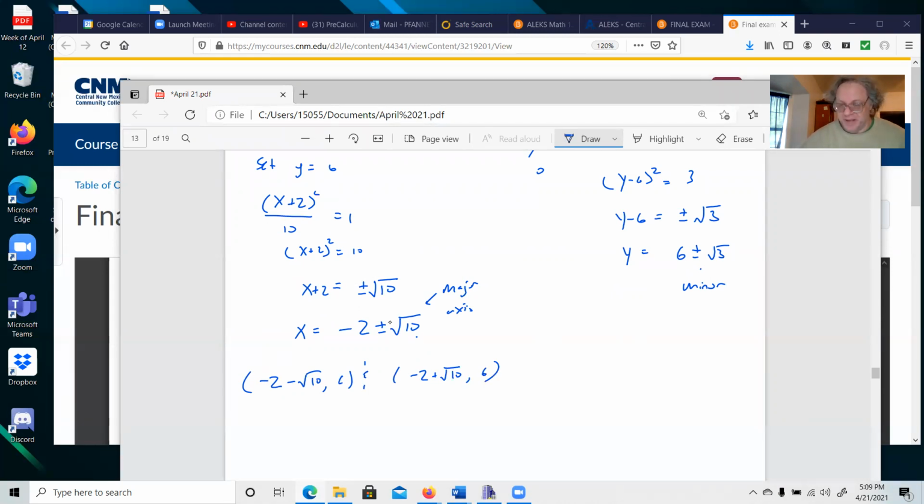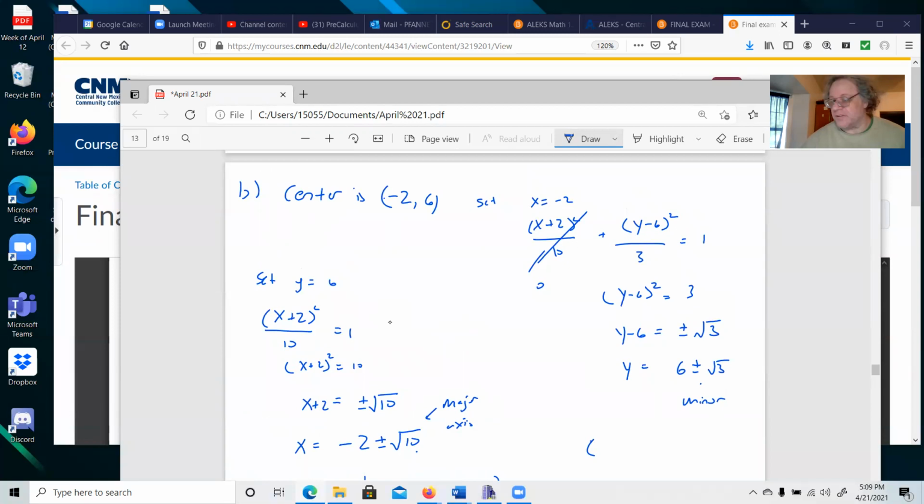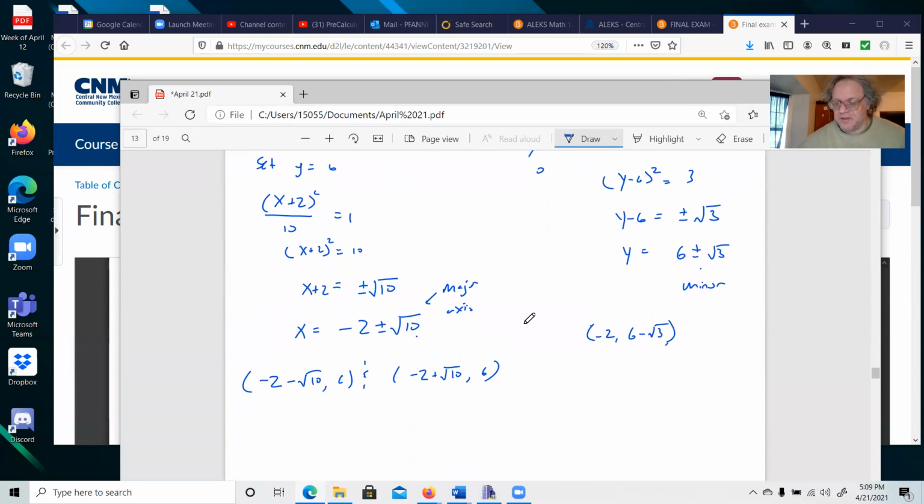Okay, so it's going to be, right, what's x? X is -2. And then we have 6 minus root 3. All right. And then we have -2. And then 6 plus root 3. Okay. These are the endpoints for the minor. This is the endpoints for the major.